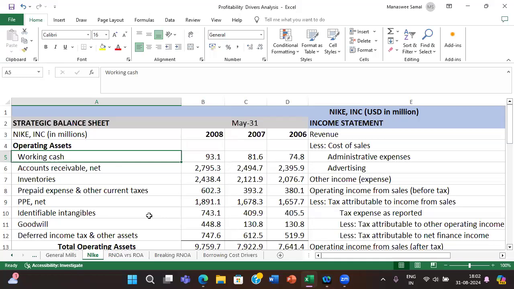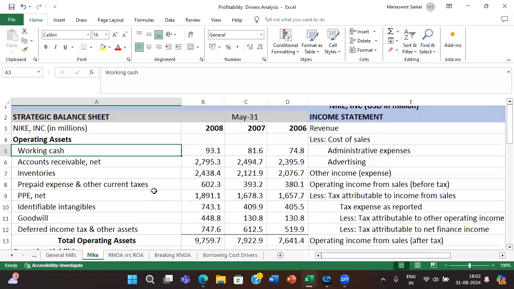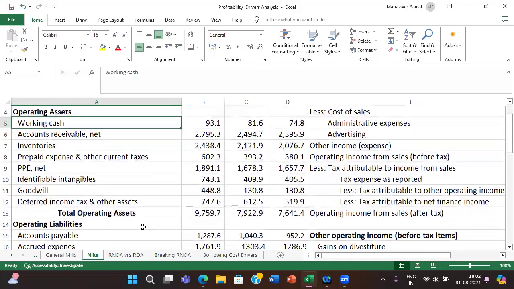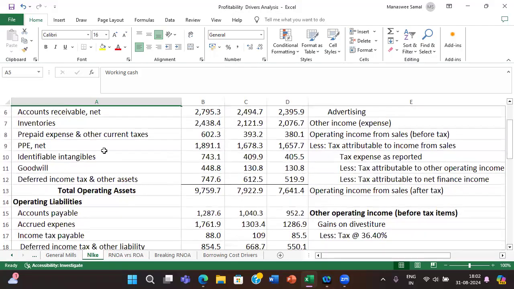And therefore, in today's context, it is very difficult to perceive some cash as working cash. Given that, we're just going through the numbers. I don't think anything requires to be explained. You have total operating assets. These are all conventional items, isn't it?